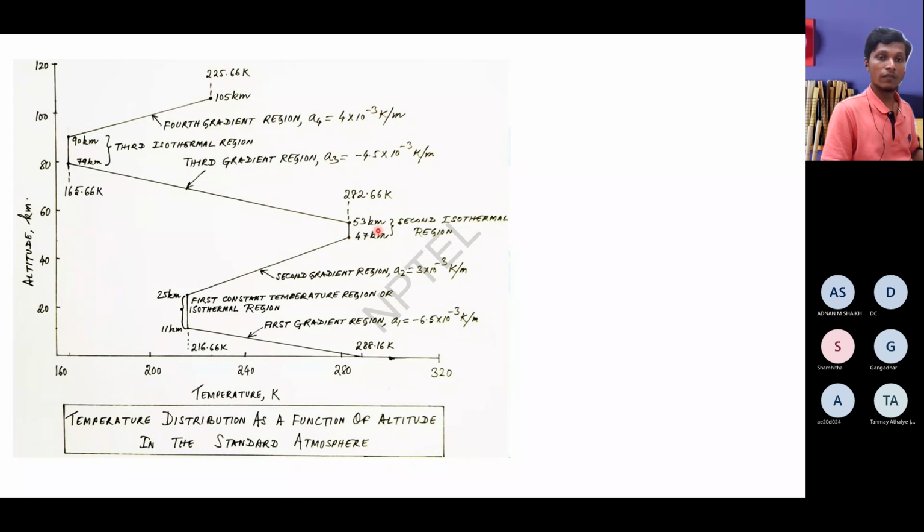Then you have again an isothermal region, a gradient region, again isothermal and a gradient region. So there are 4 gradient regions, and the corresponding values A4, A3 and A2 you can see here. The isothermal constant temperature values you can also understand here. They start from 216, 282, 165 and 225.